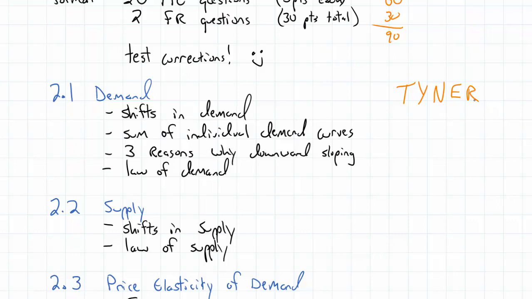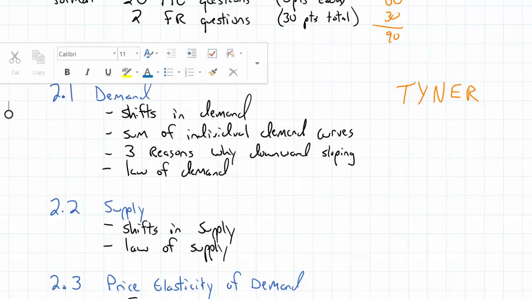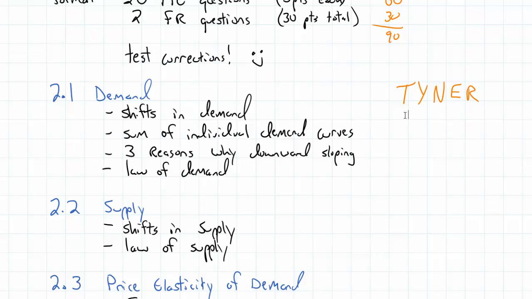I also just want you to keep this in mind. This is not the biggest deal, but our market demand curve is going to be the sum of all of our individual demand curves. Every now and then that comes up in a multiple choice question. The other thing is the 3 reasons why the demand curve is downward sloping, and that's going to be the income effect, the substitution effect, and the law of diminishing marginal utility. The last thing is going to be the law of demand, where as the price goes up, the quantity demanded is going to fall.